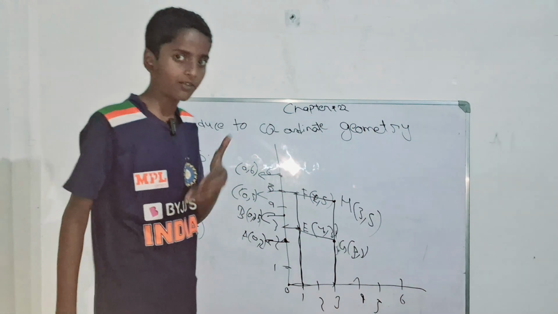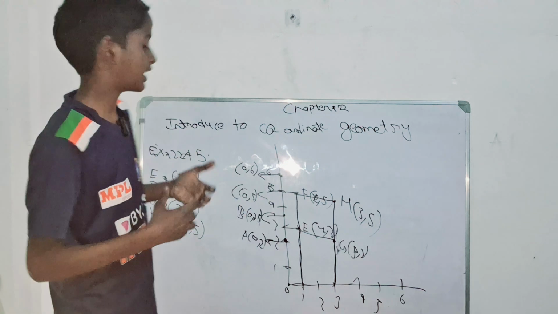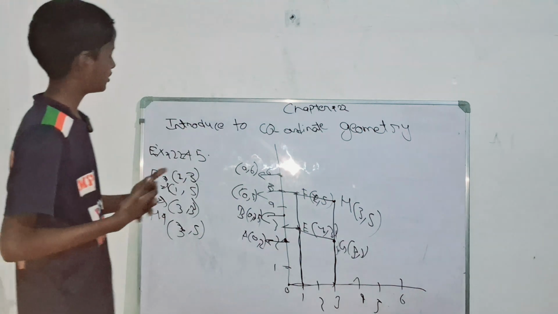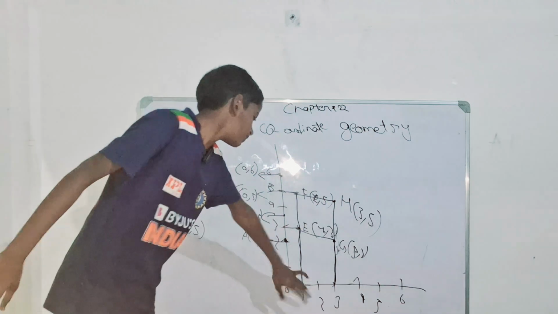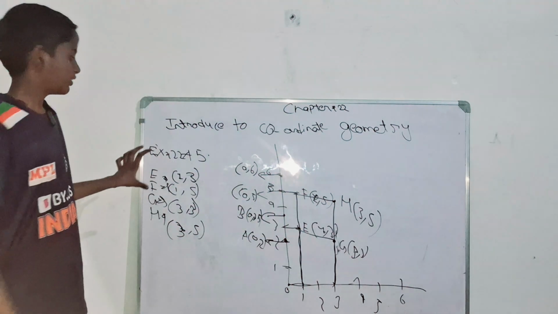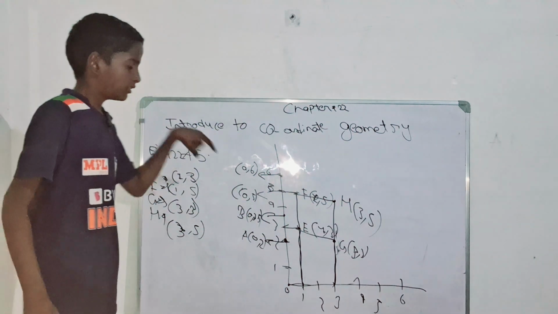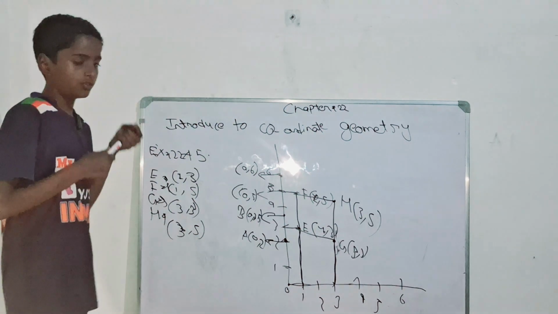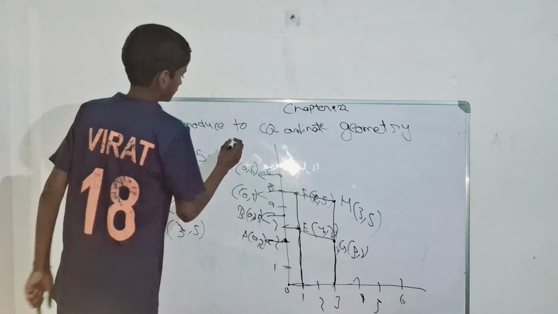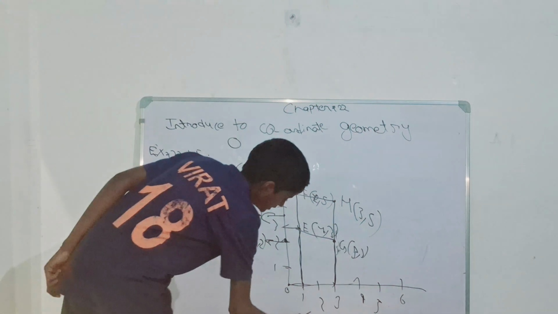I hope you can understand from this plotting. How can we explain that? First of all, we see which number is the abscissa. The abscissa is the first value, and the second value is the ordinate. This is the ordinate and this is the abscissa.